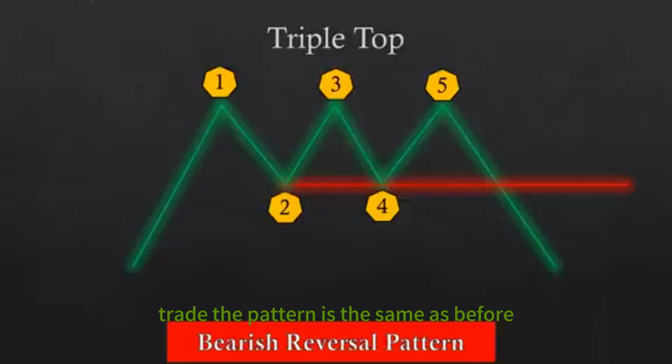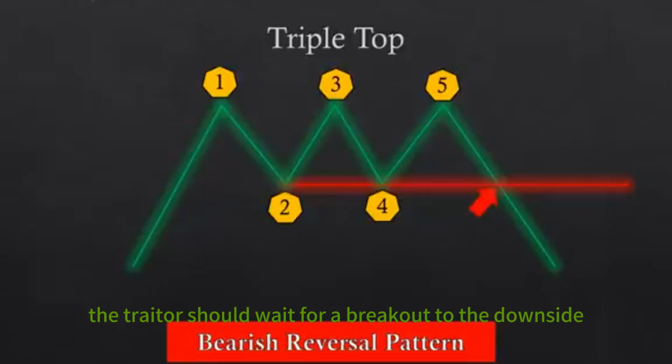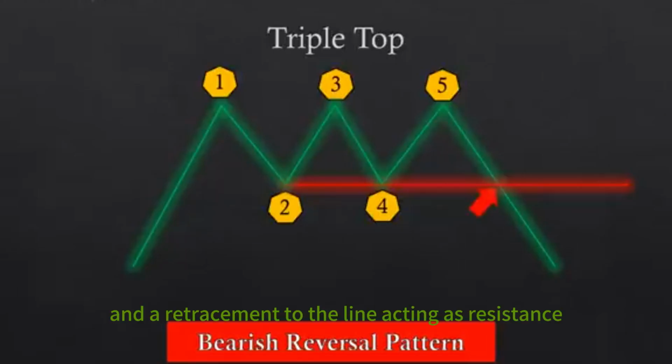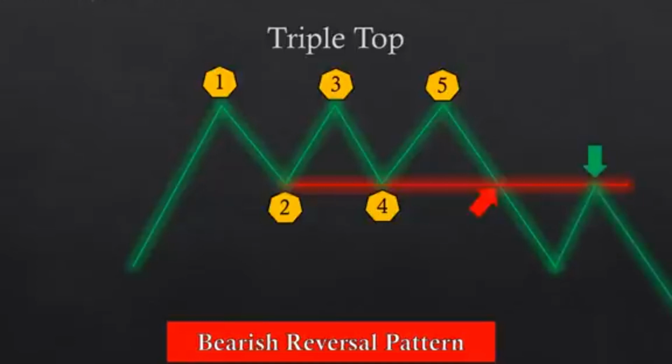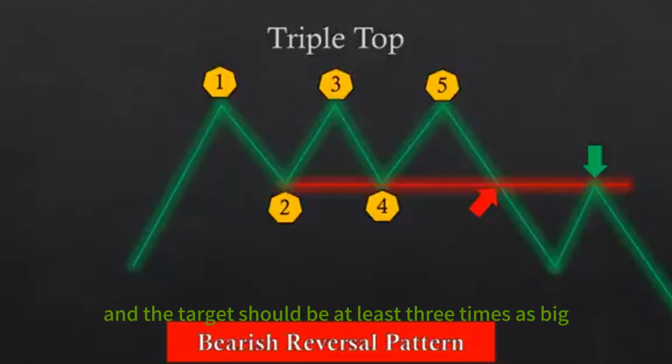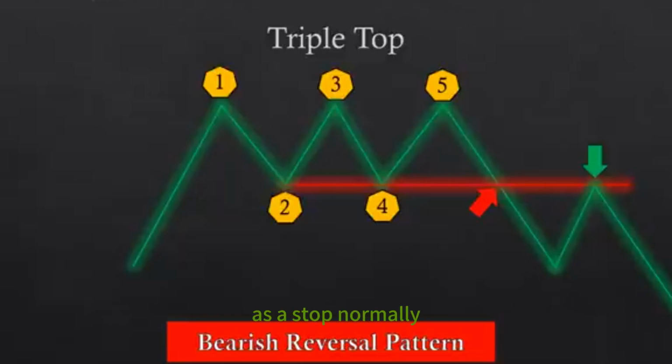The way to actually trade the pattern is the same as before. The trader should wait for a breakout to the downside of the breakout line, and a retracement to the line acting as resistance now. That's the ideal scenario. Stop should be above highs 1, 3, and 5. The target should be at least 3 times as big as the stop.